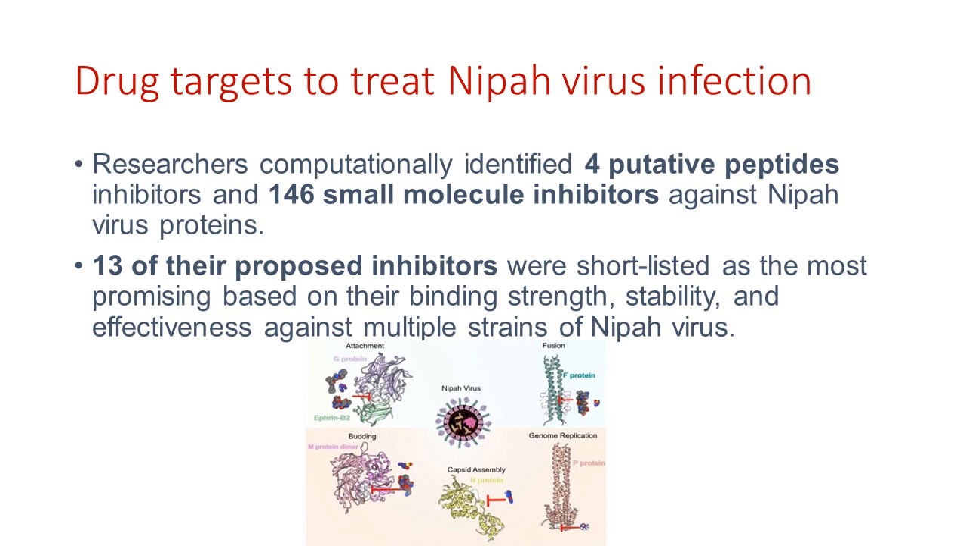So if you have an inhibitor which affects these characteristics of the protein, then we can prevent the replication of the virus in the host. This is the overall ideology. Out of these 150 inhibitors, they shortlisted 13 based upon binding strength, stability, and effectiveness against multiple strains of the Nipah virus. Thereby, it can be broadly effective.